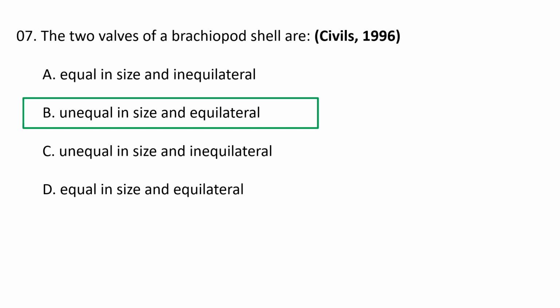So brachiopods are equilateral. So equilateral means the top and bottom shells of an animal are mirror images of each other. So that's why the two walls of a brachiopod shell are unequal in size and equilateral. B is the correct answer.